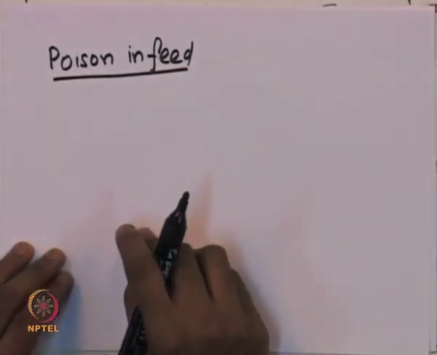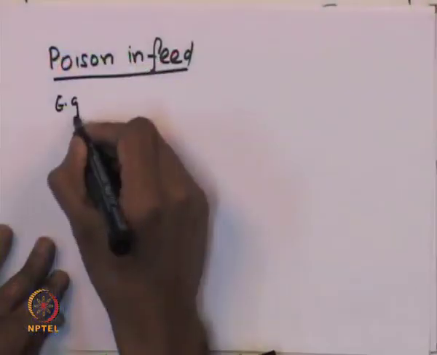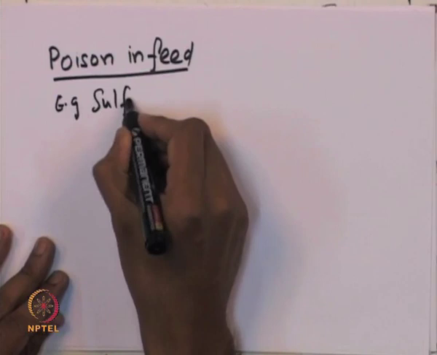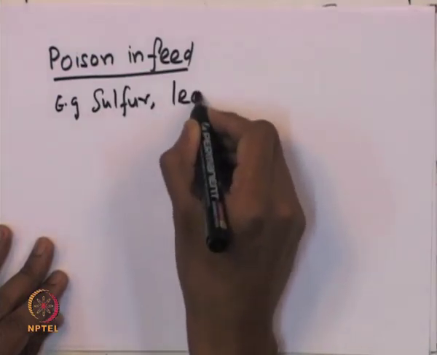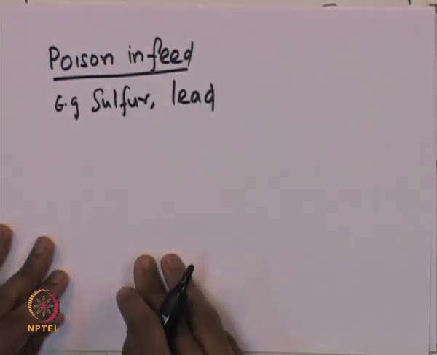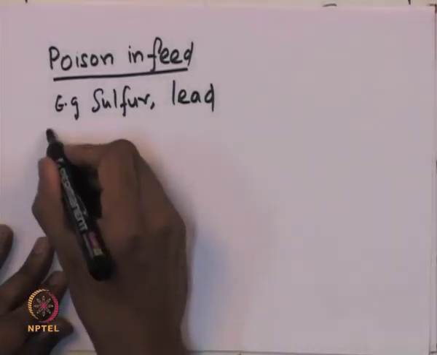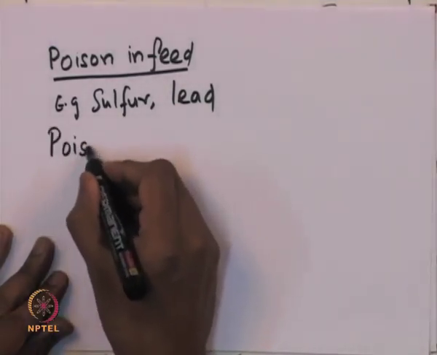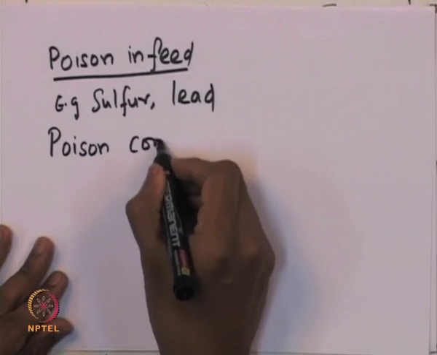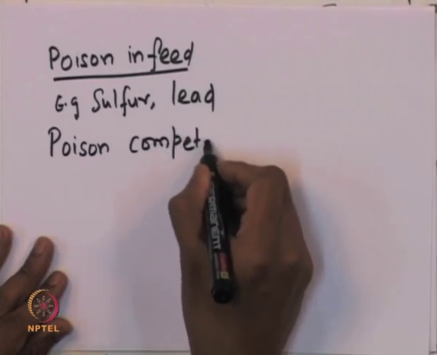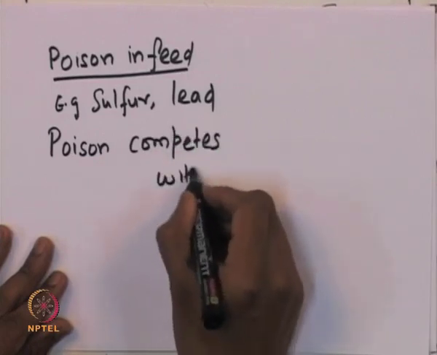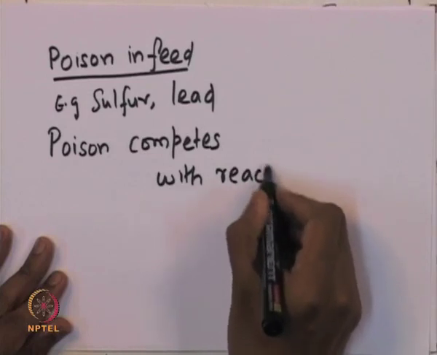A good example of that is the presence of sulfur or lead in the petrochemical feedstocks, which actually acts as a poison for the catalyst. So, examples are sulfur and lead, which may be present in the petrochemical feedstocks. So, poison actually competes with the reactants for the catalyst site.